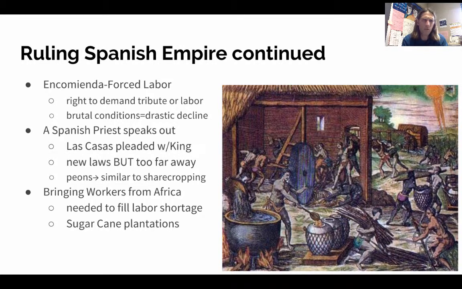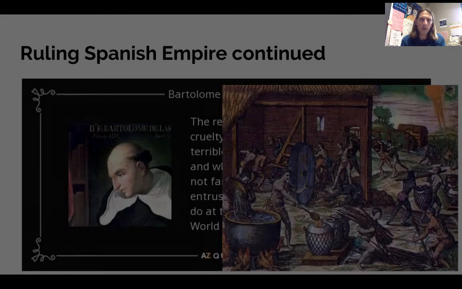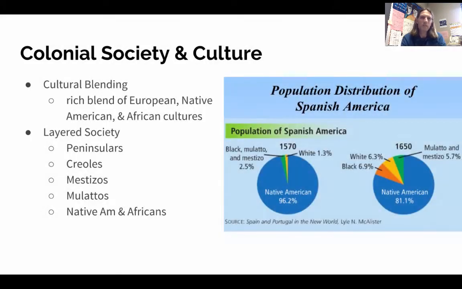And eventually they're going to create another system that's going to be similar to sharecropping. And it just places Native Americans and African Americans into a real poor situation. Because of this high loss of death, that's why they turn to Africa to fill this labor shortage, especially to work on the sugarcane plantations.